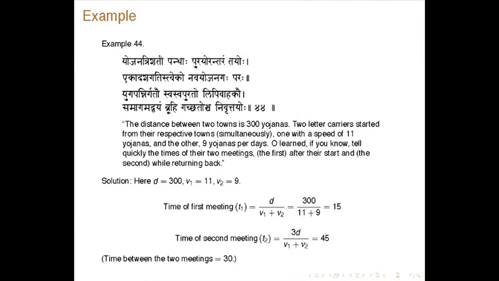He has given an example for this. The distance between two towns is 300 yojanas. Yojana trishato yantaha purayoho antaram kayoho. Ekadasha gatistva eko navayojana gaha paraha. So one has a speed of 11 yojanas per day, the other 9 yojanas. Tell quickly the times of their meetings. You can work it out. The time of the first meeting is 15, then the second is 45 from the beginning. So the time between meetings is 30.